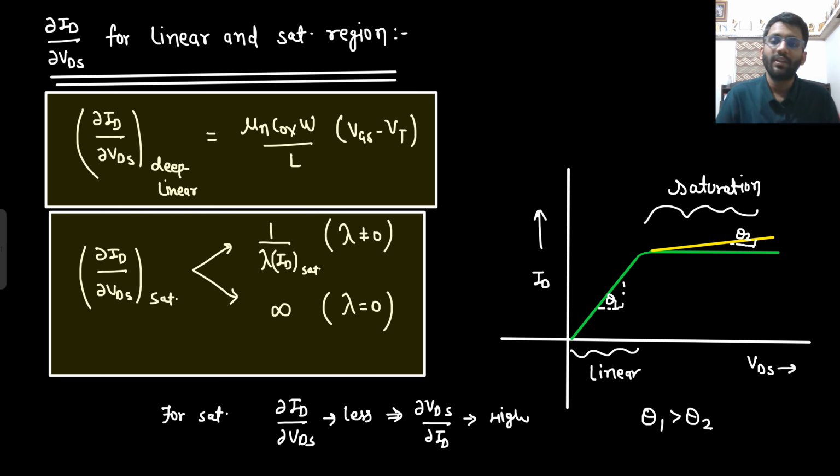Then in case of linear region, your output resistance was lesser, but in case of saturation region, your output resistance was more, because here the slope is larger. If the slope is larger, that means output resistance is low. But in case of saturation region, output resistance is larger.